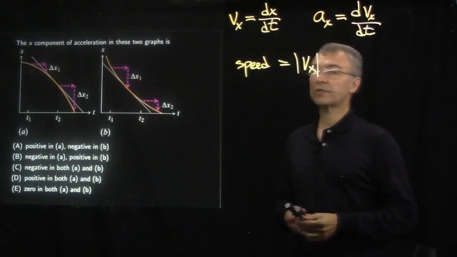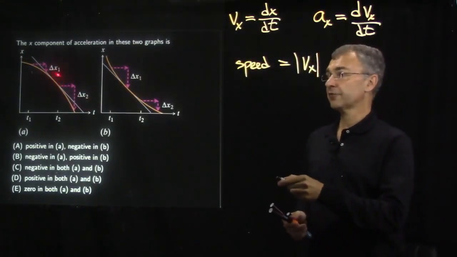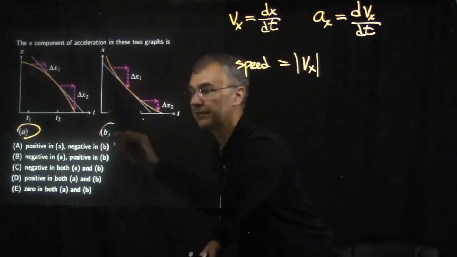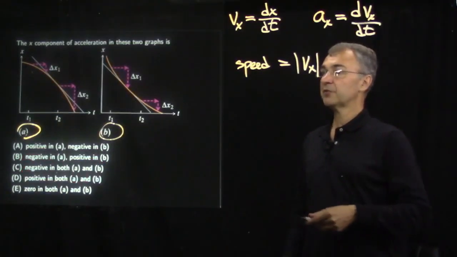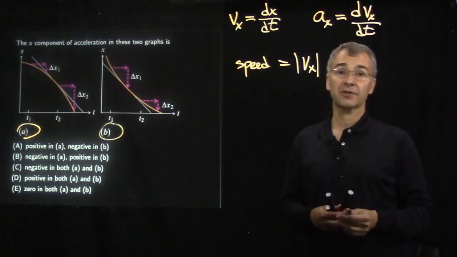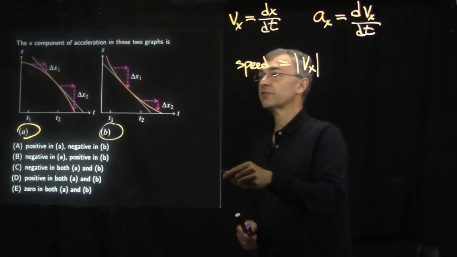Is the x component of acceleration in these two graphs, here's graph A and here's graph B, is it positive in A, negative in B, negative in A, positive in B, and so on. Okay, let's figure out the sign. In other words, let's figure out the sign of the acceleration in each graph. Well, I guess it's for the whole graph. It doesn't say at time t2.